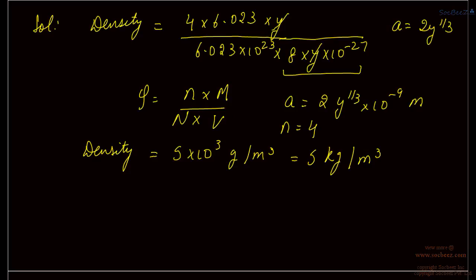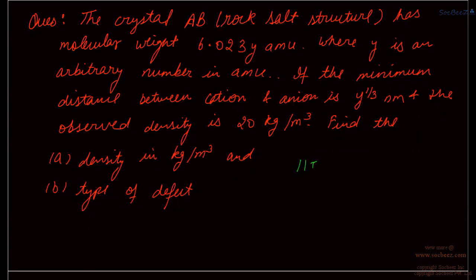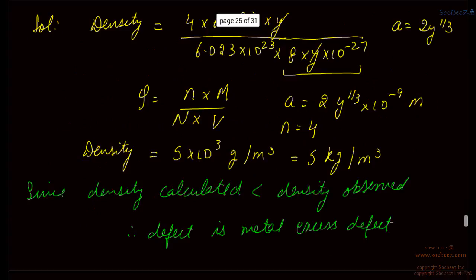So the density has been calculated, and now we can see that density which has been calculated is smaller than the density observed. Since density calculated is smaller than density observed, therefore the defect is metal excess defect. And this question was asked in IIT JEE 2004.